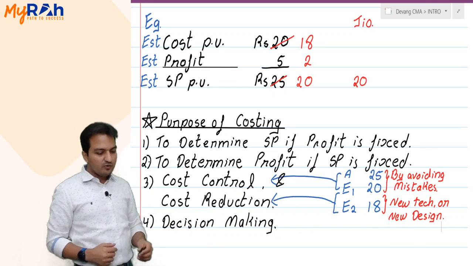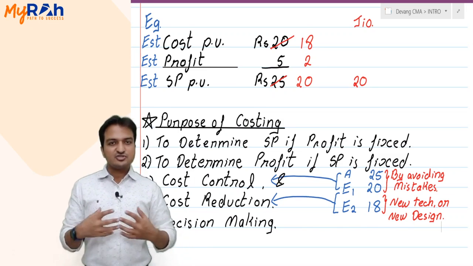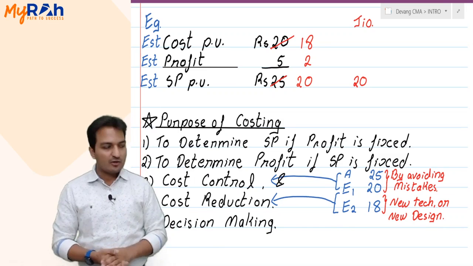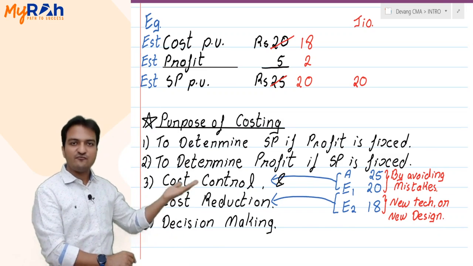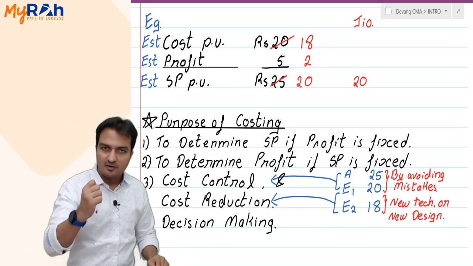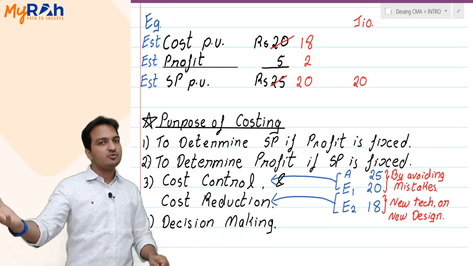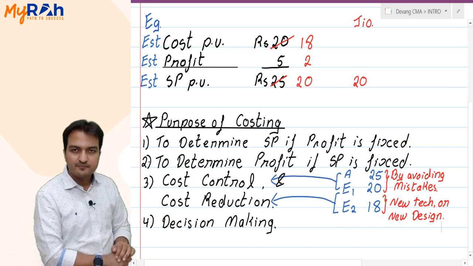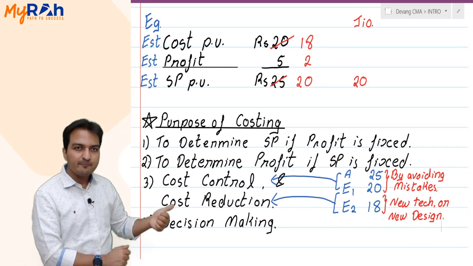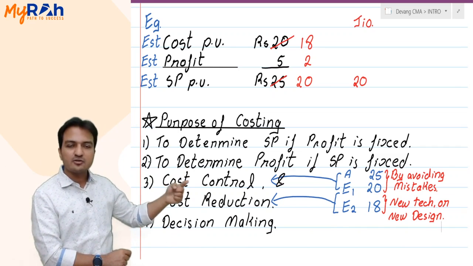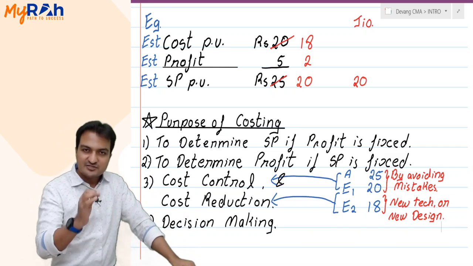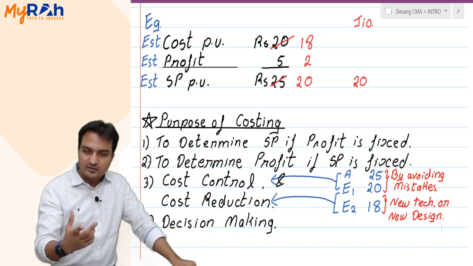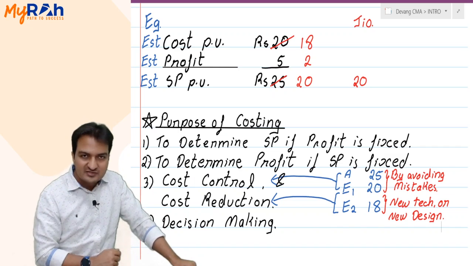Now, your question would be that as a chartered accountant, why are we supposed to learn these things? Well, cost control is very obvious. You have to learn so that you know where the company went wrong, and give recommendations to change those things in the next year. But cost reduction happens only with the change of technology, change of design. As a chartered accountant, are you supposed to discover new technology or new design? Well, obviously not.